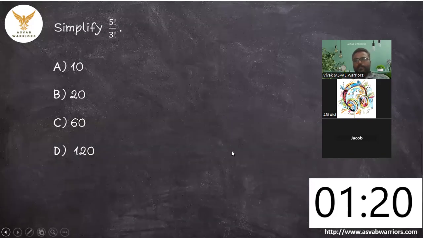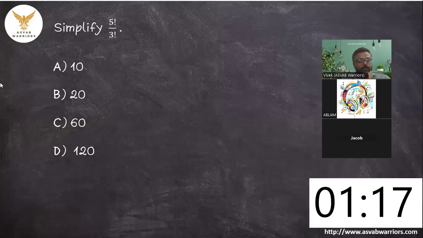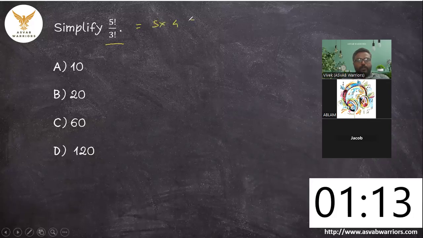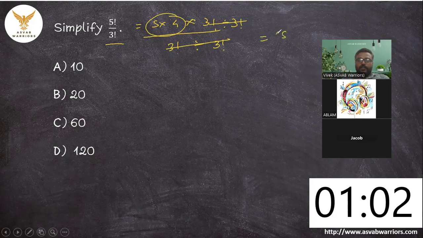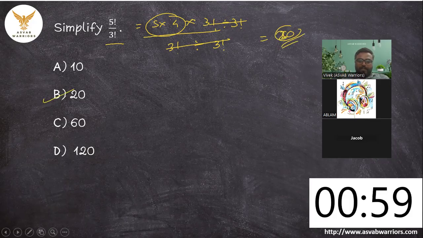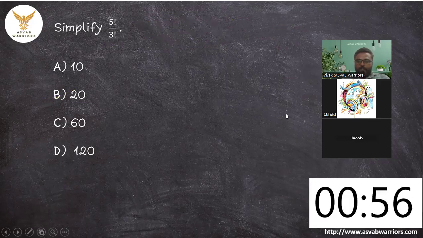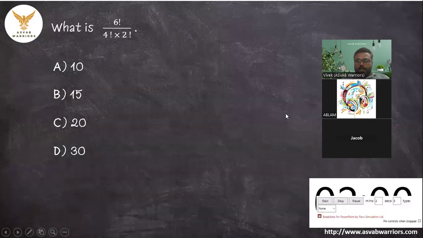Yeah. So 5 times 4. So what do we do? This will be 5 times 4 times factorial of 3. Divide this by factorial of 3. This will get cancelled out. What do we have? 5 times 4 is nothing but 20. So option B is correct. Yep, that's good. Ablam, start solving this question now.